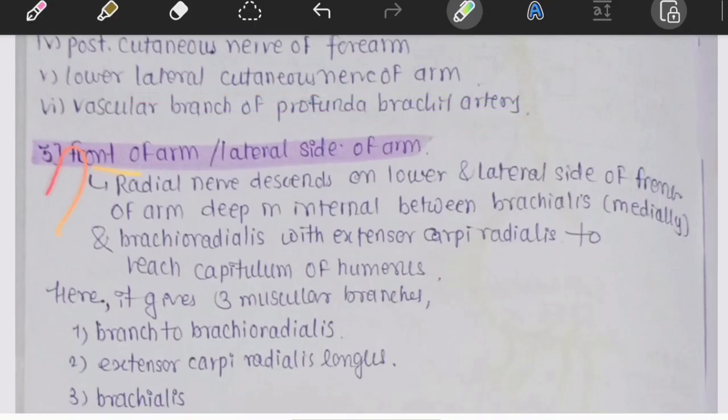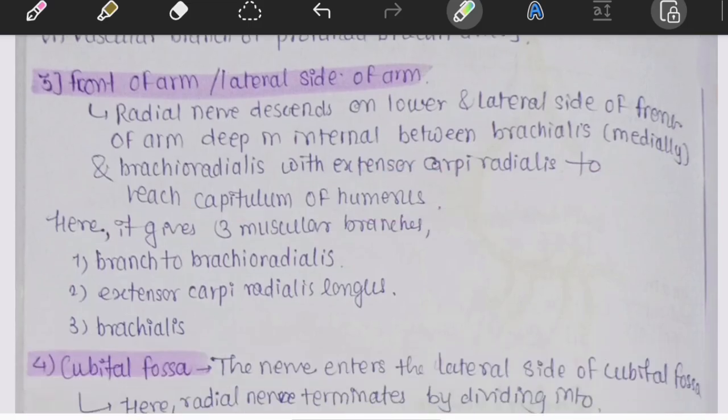Then in the front of the arm, on the lateral side, the radial nerve descends on the lower and lateral side of the front of the arm, deep in the interval between brachialis medially and brachioradialis with extensor carpi radialis longus laterally, to reach the capitulum of the humerus. Here it gives three muscular branches: the branch to brachioradialis, extensor carpi radialis longus, and brachialis muscle.